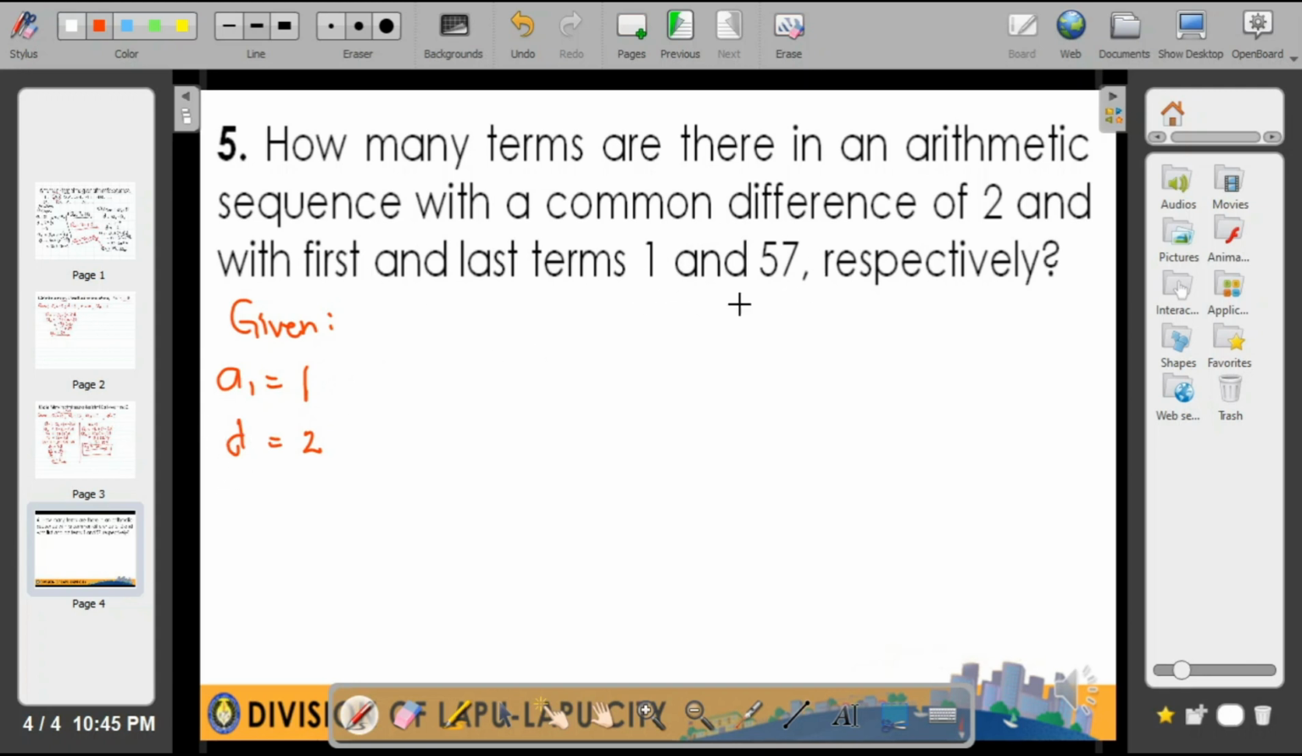So wala man ta kay ba kung ikapila na siya nga term, kay mao man atong gipangita gyud. How many terms, no? Ang atong gipangita ani niya kay si n, no? Okay, how many terms man? So ang kana si 57, that is a sub n. Nya mao man ni siya ang last term nimo. So again, we are looking for our n here. And then we're gonna use again the formula a sub n equals a sub 1 plus quantity n minus 1 times the common difference d.